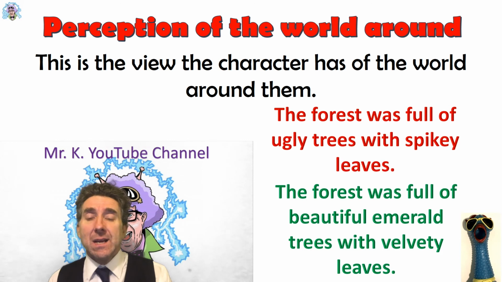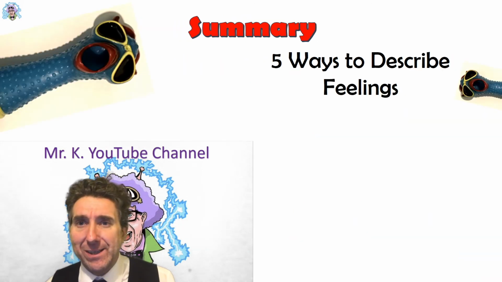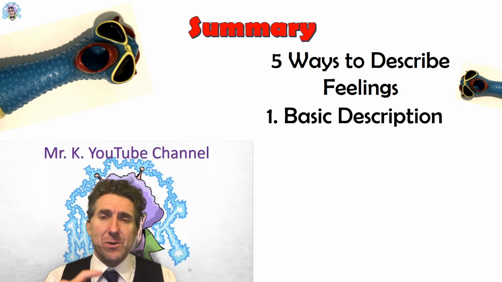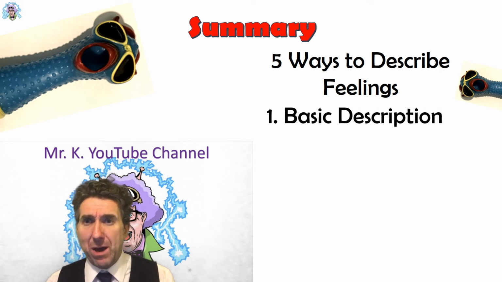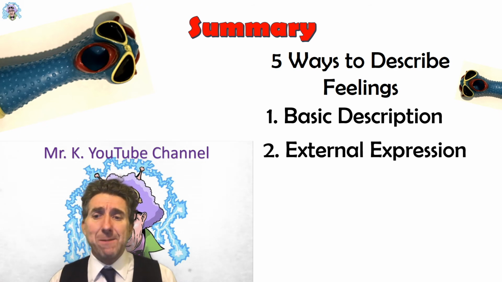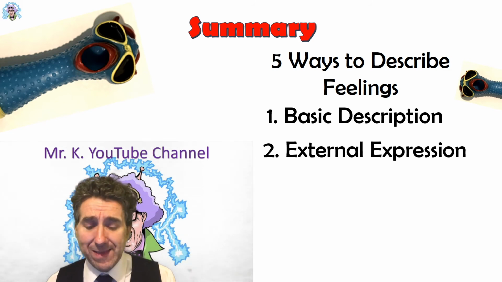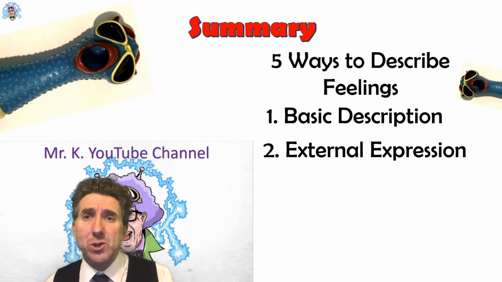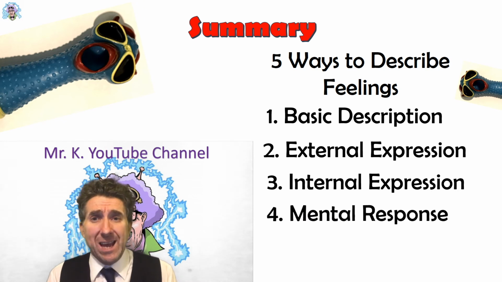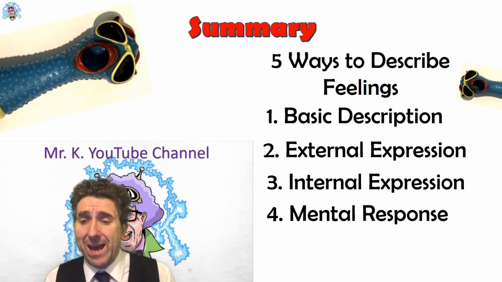Okay. Now, in summary, there are 5 ways to describe your character's feelings. Number 1 is the basic description. Now, this is not very engaging, but if you want more engaging methods, there are the following ones. The next method being the external expressions, so looking at the face and the body and describing that to communicate emotions. The next one is internal expressions. What are they actually feeling inside, in the sense that, okay, how is their body reacting? Like for example, their heart raced. I gave an example of that.